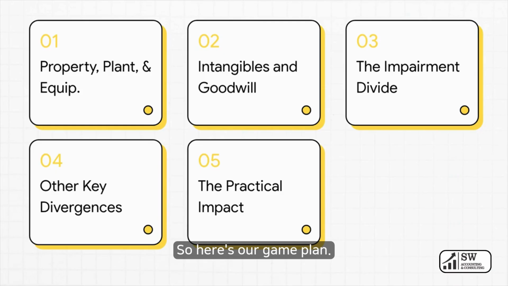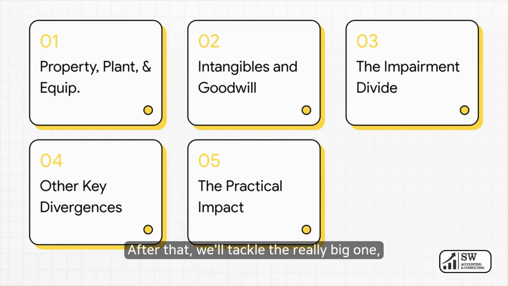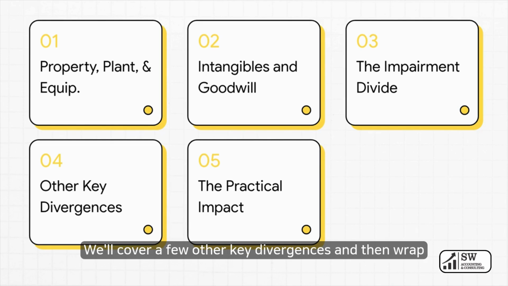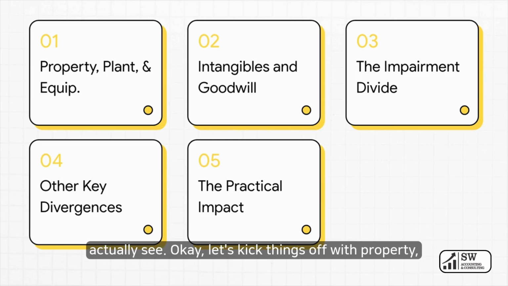So here's our game plan. We'll start with the basics, property, plant, and equipment. Then we'll move into the trickier world of intangibles. After that, we'll tackle the really big one, the huge divide on impairment. We'll cover a few other key divergences and then wrap it all up by looking at the practical impact this all has on the numbers you actually see.